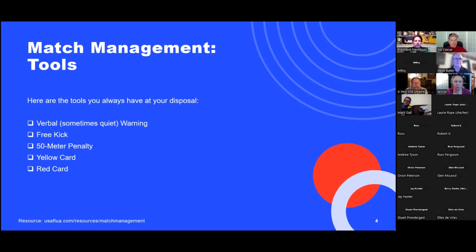Match management tools. There are several that you have available to you. There are 5 really. In the first one here, verbal, and it says sometimes quiet. Really depends on whether you have your referee voice on or you're just going to talk to somebody at a moment where there's a break in the action.